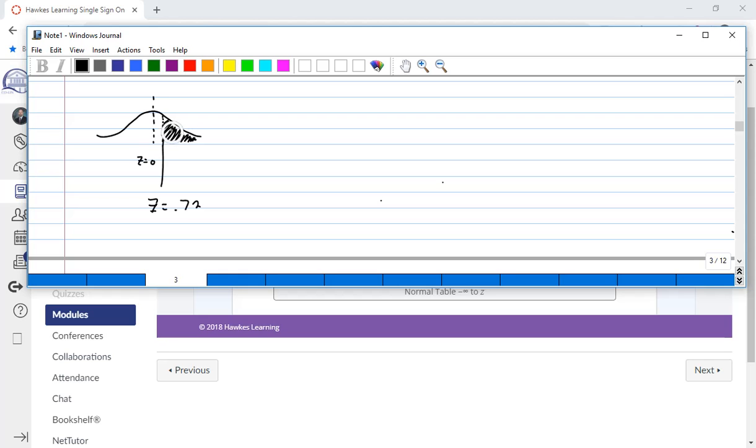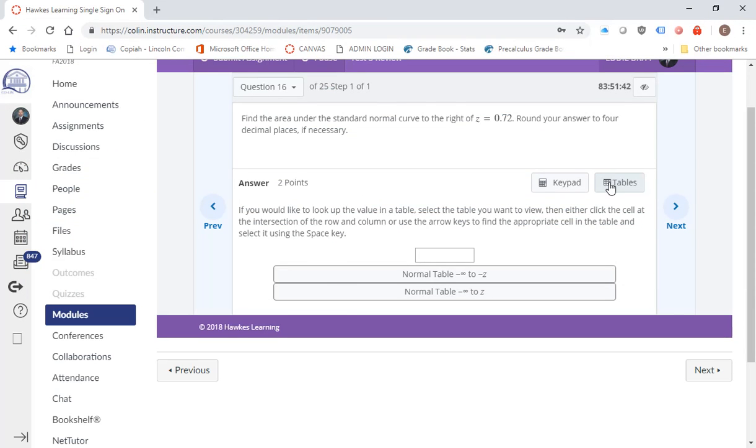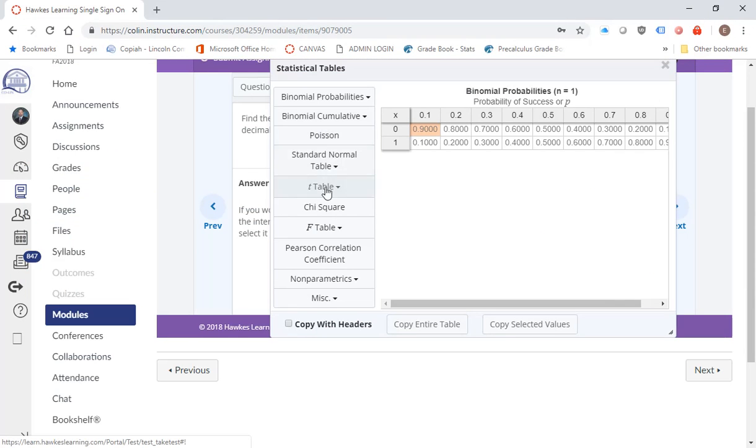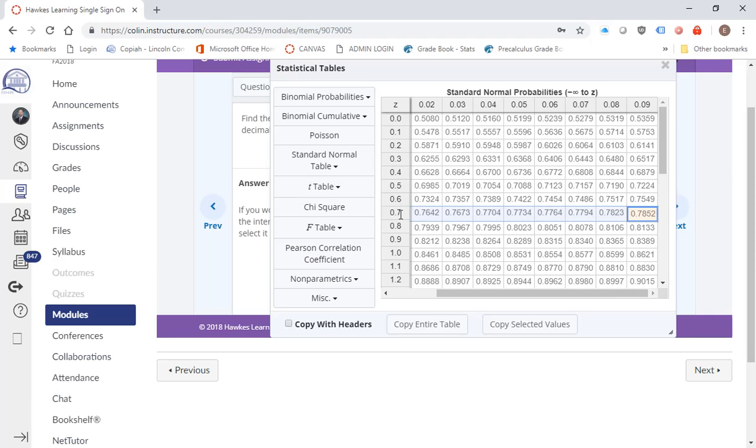unfortunately the table's not going to give us that value. But what the table will do is give you the area to the left of that. So if we say 1 minus the area to the left, that will give us the right. Because again, the area under the curve adds up to be 1. Alright, so let's go to the table. We're going to go to the standard normal table, negative infinity to z. Alright, and we're going to look for 0.72.